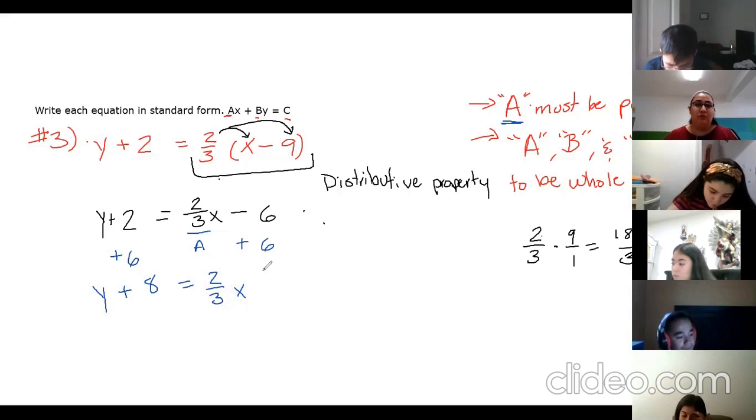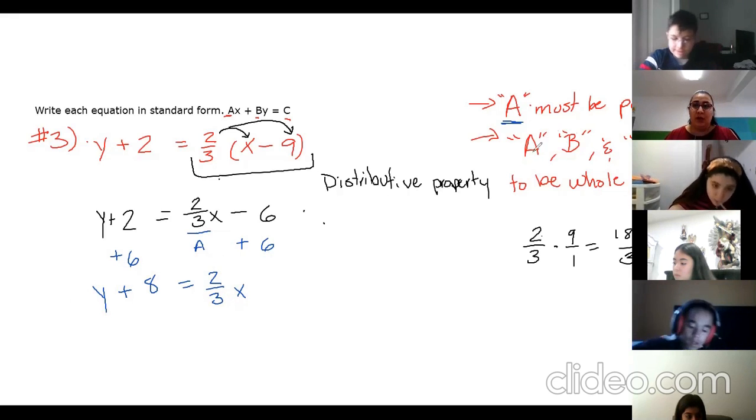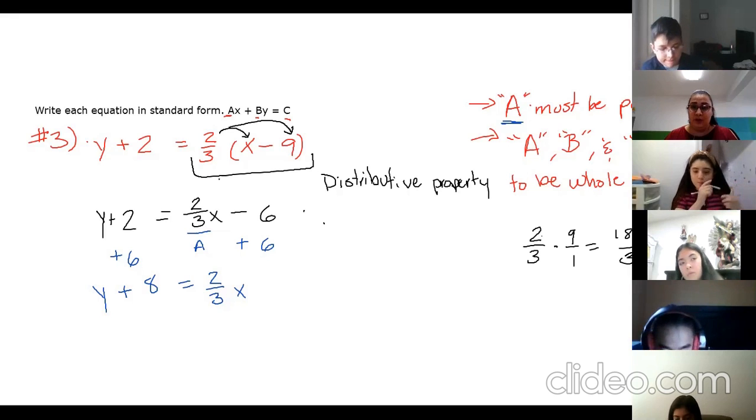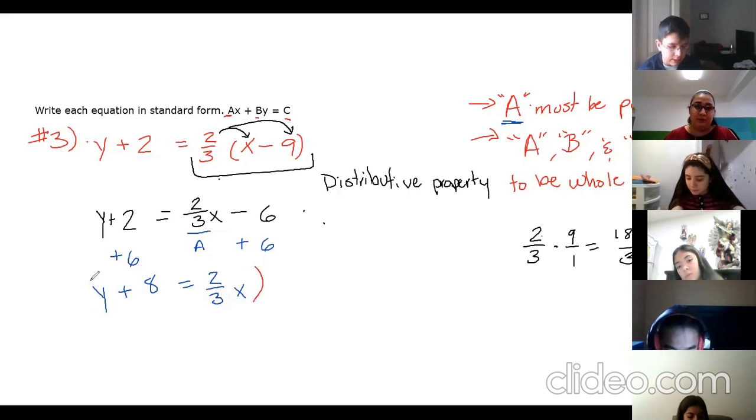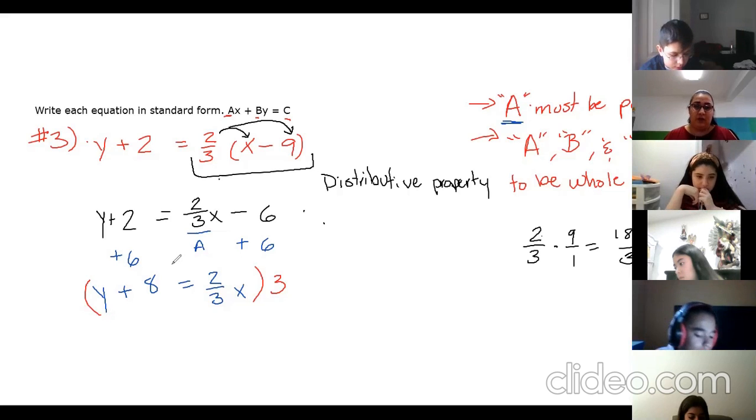Then I think we need to multiply by 3. Yes, both sides. Multiply by 3 both sides. We need to get rid of this fraction, guys, because remember A, B, and C have to be whole numbers. Okay, so we can go ahead and multiply everything times 3. Because remember, what you do on one side of the equal sign, you have to reproduce on the other side of the equal sign.